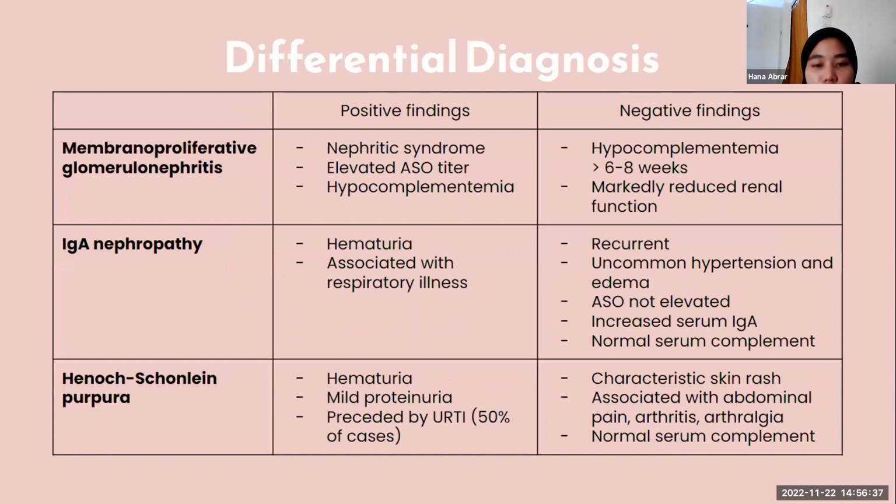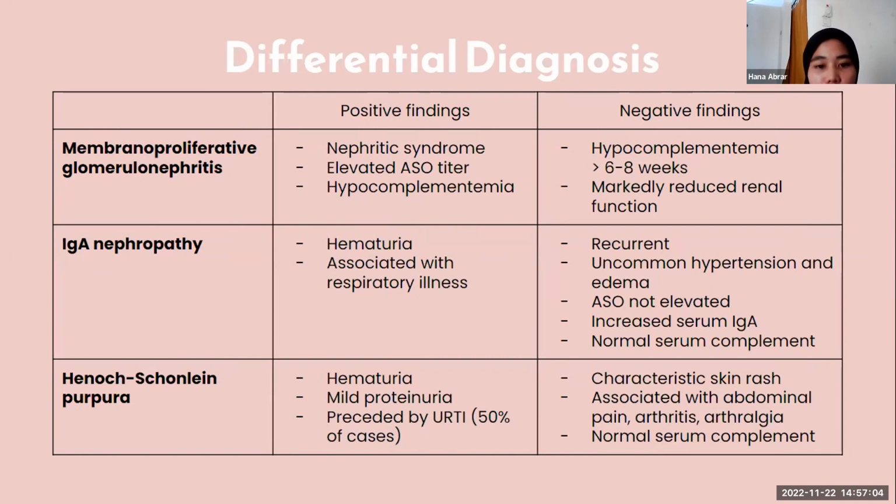So next is differential diagnosis. First one is membranoproliferative glomerulonephritis. For positive findings, it is a nephritic syndrome. So patient might have the features of acute nephritic syndrome that I've mentioned before, and elevated ASO titer and hypocomplementemia. But the negative findings, hypocomplementemia occurs more than 6 to 8 weeks and markedly reduced renal function.